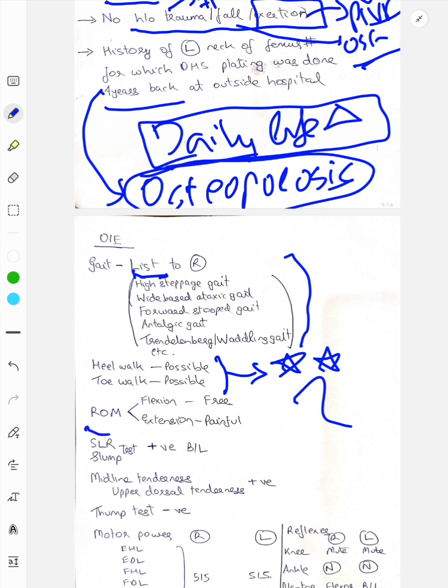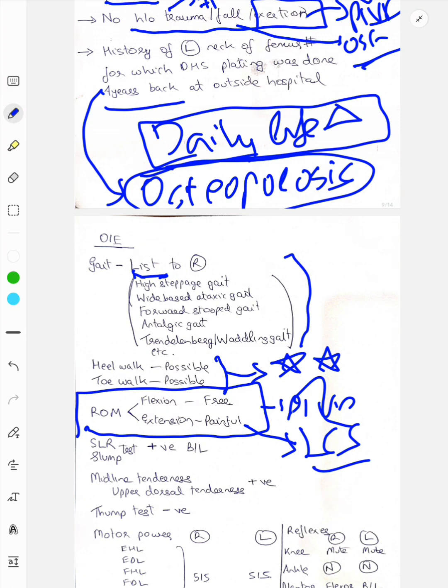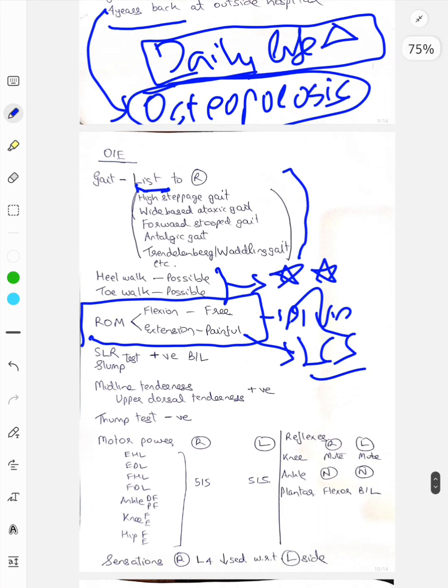Now, the next examination is very important: ROM. Is flexion or extension painful? If flexion is painful, you are more likely looking at a picture of PIVD. If extension is painful, you are more likely looking at a picture of LCS. If both are painful and ROM is not possible due to extreme pain, you might be suspecting an osteoporotic fracture, a post-traumatic fracture or stiffness. So all these are in the mind. You have to keep imagining while reaching the provisional diagnosis.